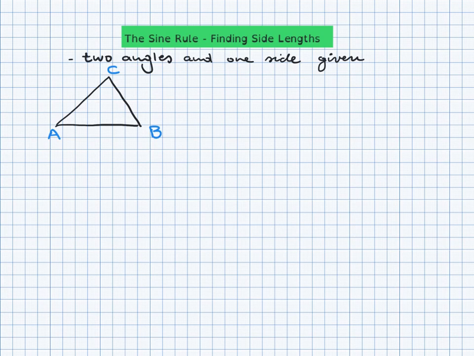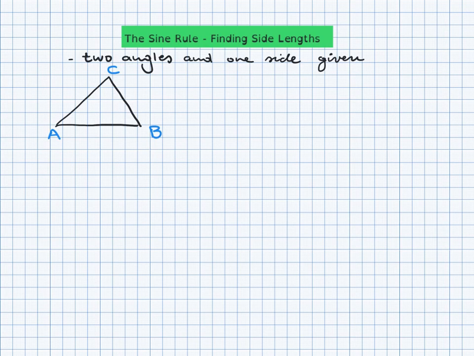Today I'm going to talk about how to find side lengths using the sine rule, and we do use sine rule, or cosine rule, but for this video just sine rule, when we have non-right angle triangles. If you do have right angle triangles, please use Pythagoras because it's easier.